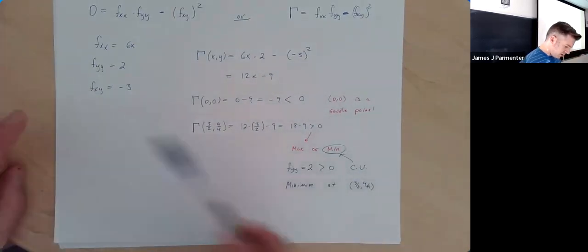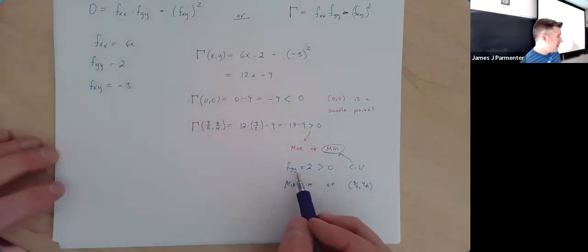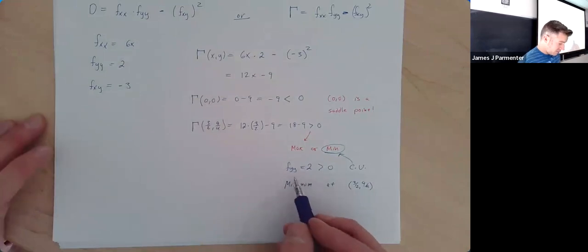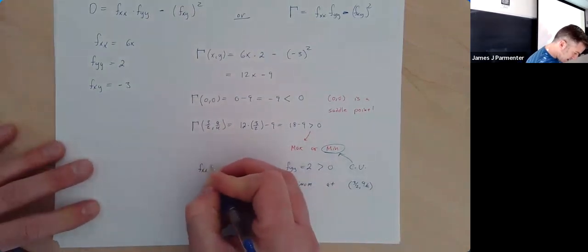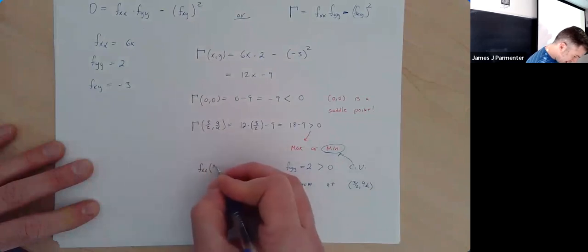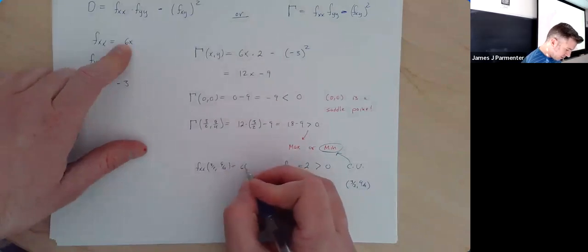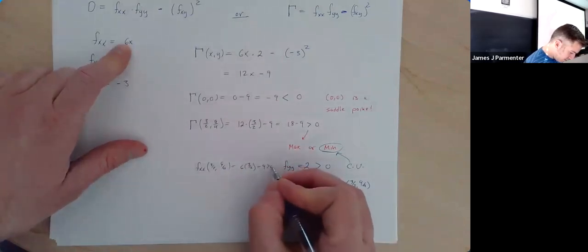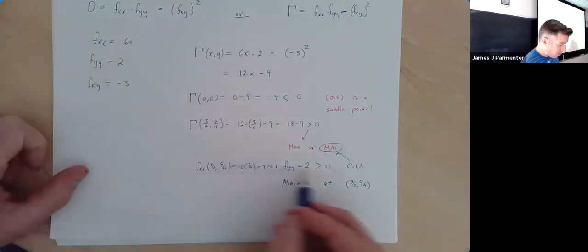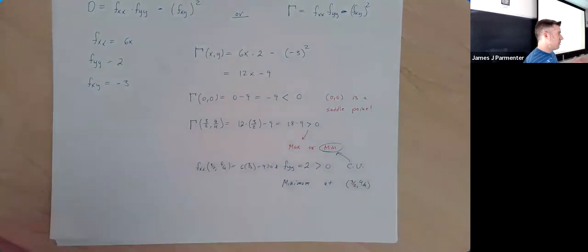There's something else I wanted to say here. We could have also plugged in. So for fyy, we didn't even have to plug in, right? Because the second derivative was just always 2. But if we had plugged into fxx instead, fxx at the point 3 halves comma 9/4 is just going to be 6 times 3 halves, which is 9, which is certainly positive as well. So you can check either one, and if you're looking for a max or a min, once you know one of them, you know both of them are the same sign.